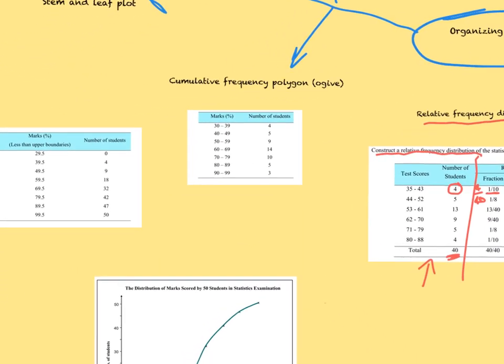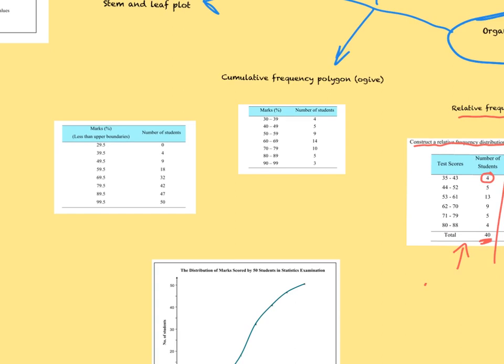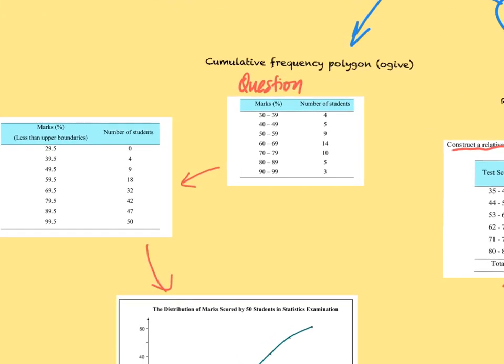So the next one, we have cumulative polygon. This is actually quite simple. This is based on the question. The question only gives you marks and the number of students. Number of students is the frequency. But then in order for you to draw a cumulative frequency polygon, the y-axis is actually cumulative frequency.